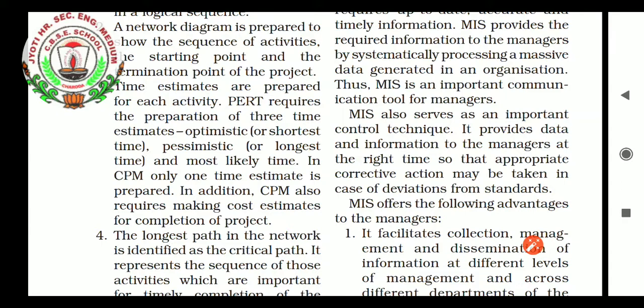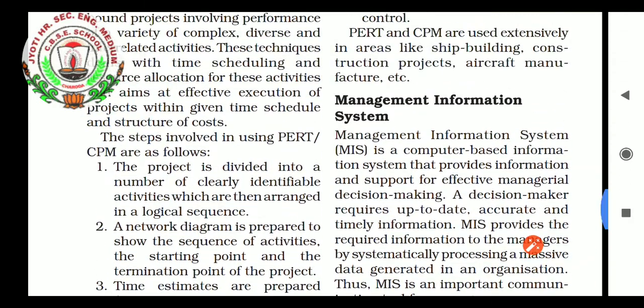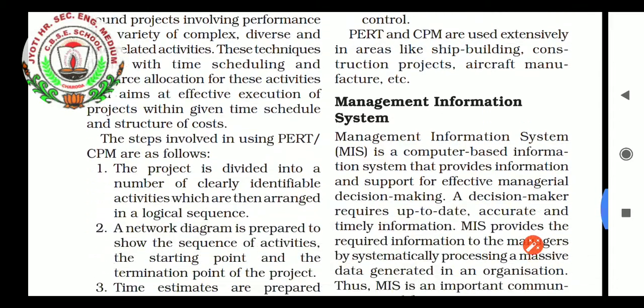The longest path in this method is identified as the critical path. It represents the sequence of those activities which are important for timely completion of the project and where no delay can be allowed without delaying the entire project. If required, the plan is modified so that execution and timely completion of the project is under control. PERT and CPM are used extensively in areas like shipbuilding, construction projects, aircraft manufacture, etc.